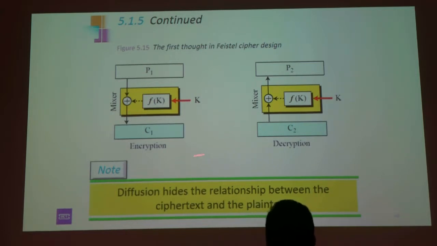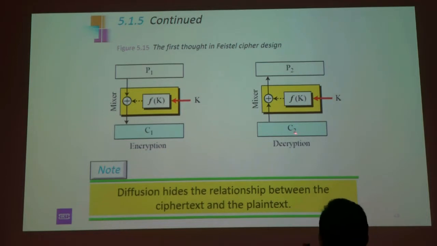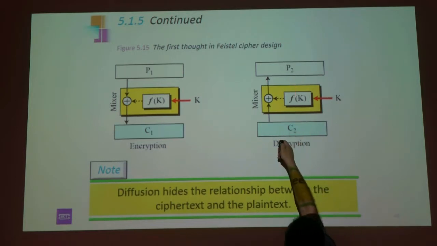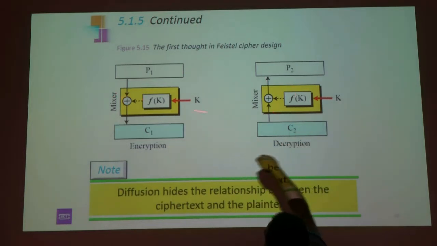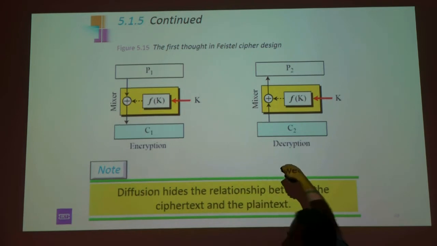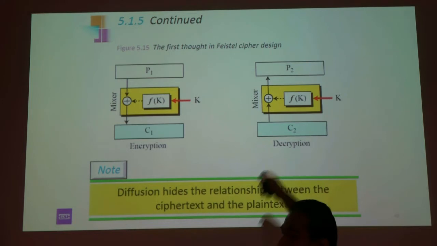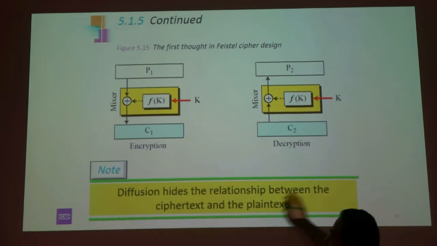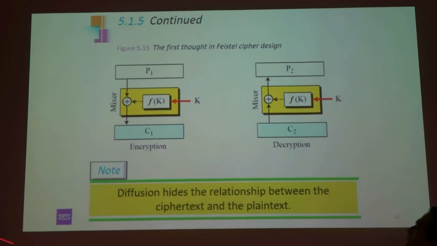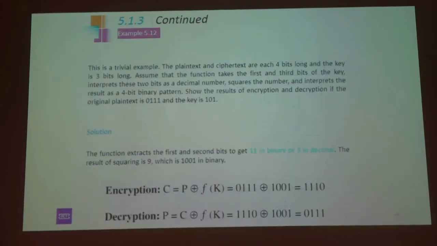And when you reverse it, for C2, the same thing, we go in here. The same key, you have the function. Remember the XOR, what we call the XOR? Self-invertible, right? So as long as you have the same key, you will be able to invert it. Diffusion hides the relationship between ciphertext and the plain text.